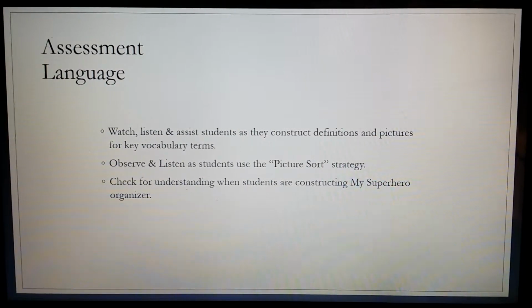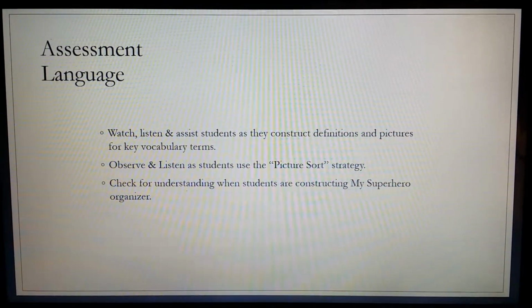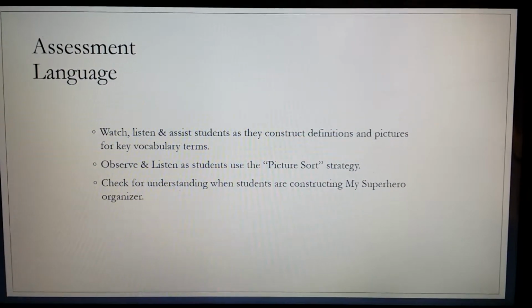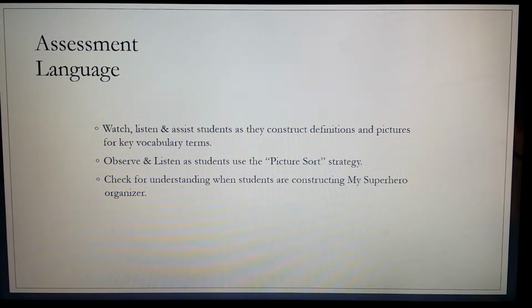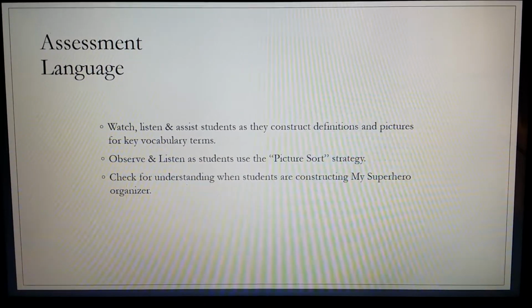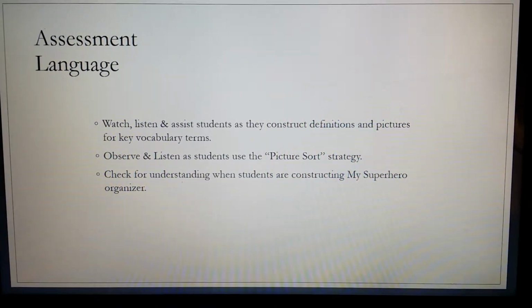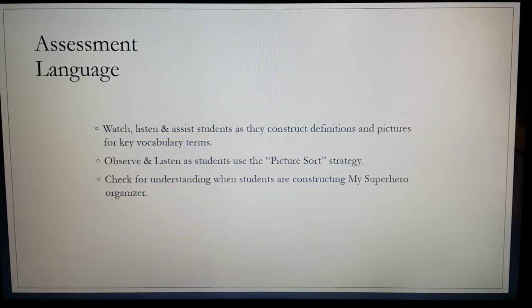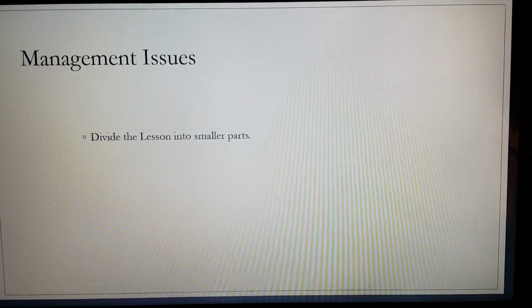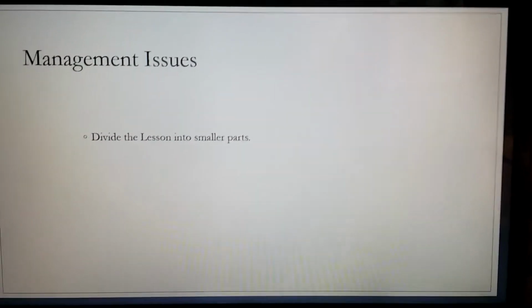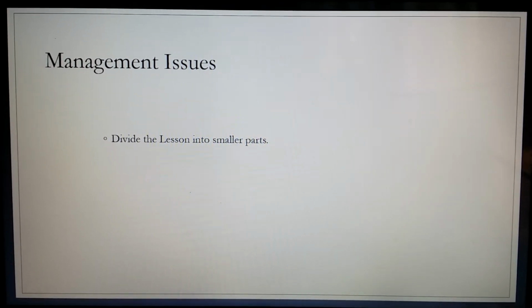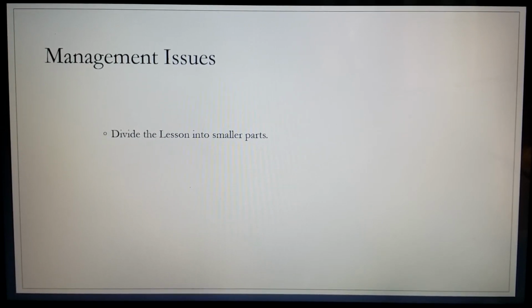Language assessment includes watch, listen, and assist students as they construct definitions for pictures, for key vocabulary terms. Observe and listen as students use the picture sort strategy. Check for understanding when students are constructing My Superhero Organizer. And management issues for this lesson would be perhaps to divide the lesson into smaller parts.